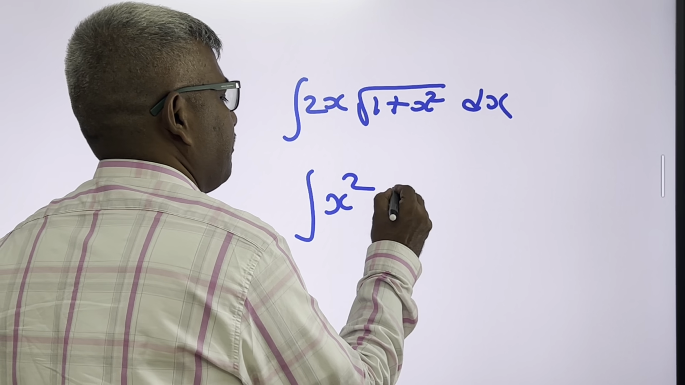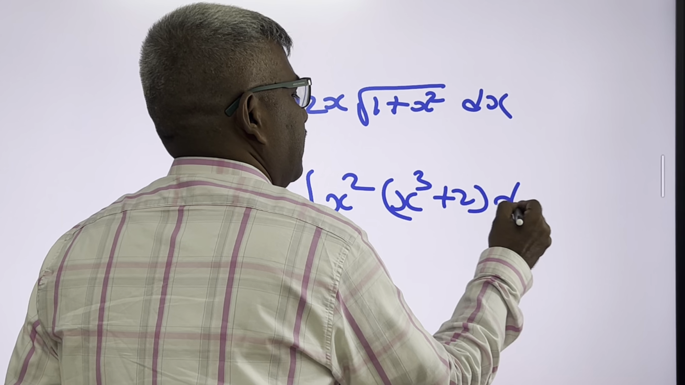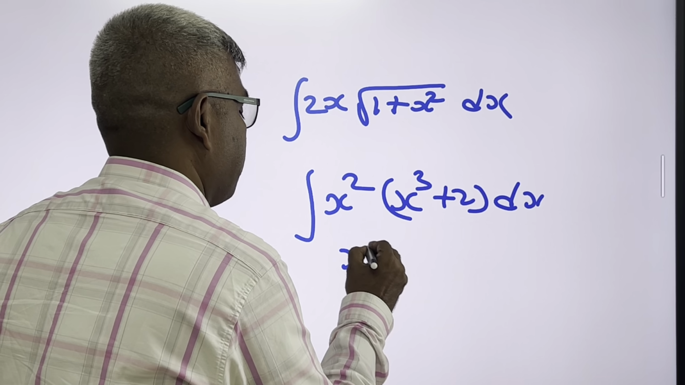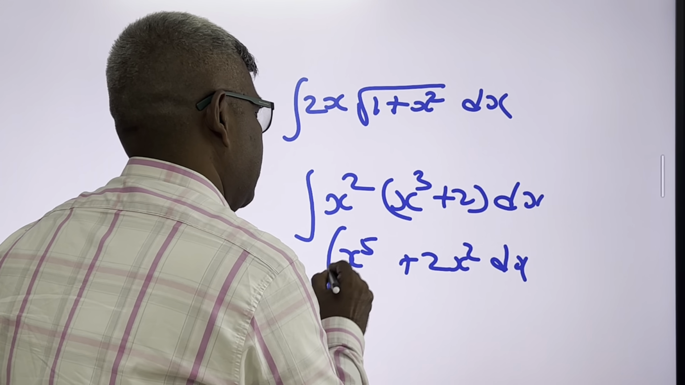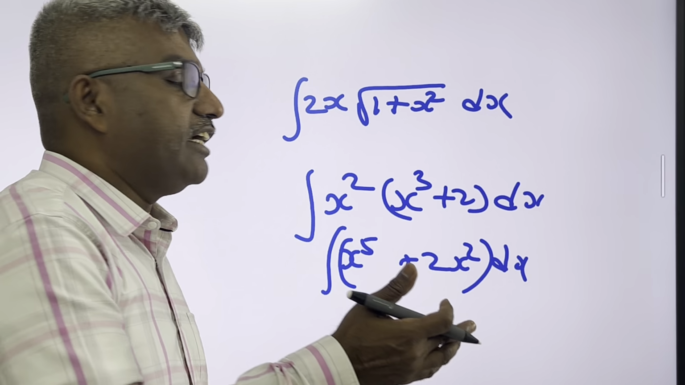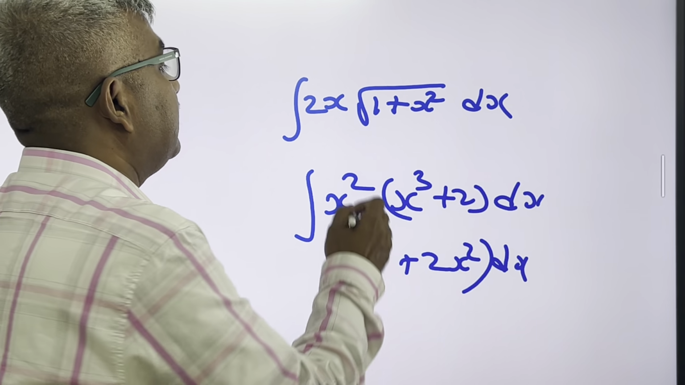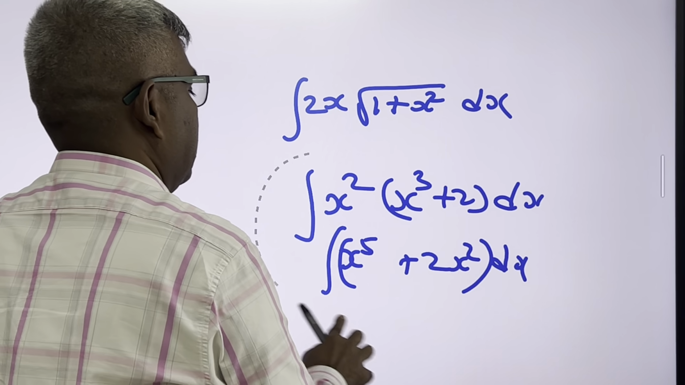For example, integration of x squared times x cube plus 2 dx. In this case, you can expand. For example, x power 5 plus 2x squared dx. Then you can integrate: x power 6 over 6 plus 2x cube over 3. But here you cannot expand.